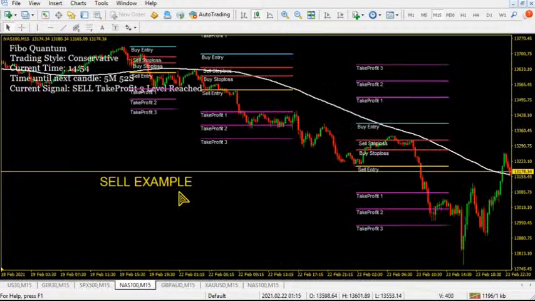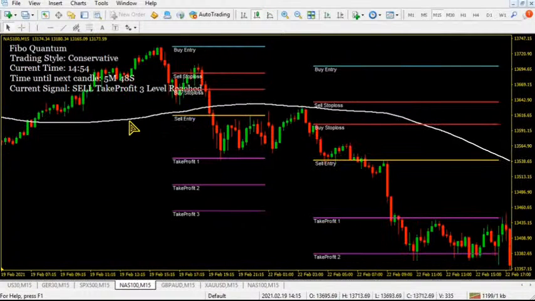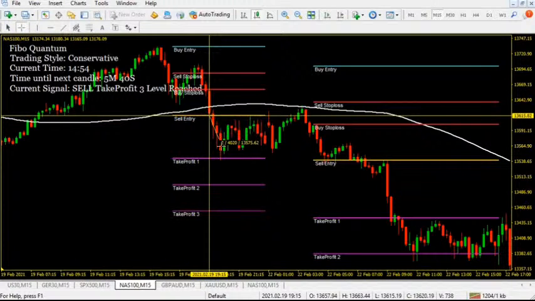So let's look at a sell example. This is also a very good example. As you can see over here, the price was below the 100 period moving average. All right, the sell entry was triggered. Price went down, hit take profit 1, retraced to the entry, but it still came down to hit take profit 2, as you can see right there. It went down even some more to get take profit 3.